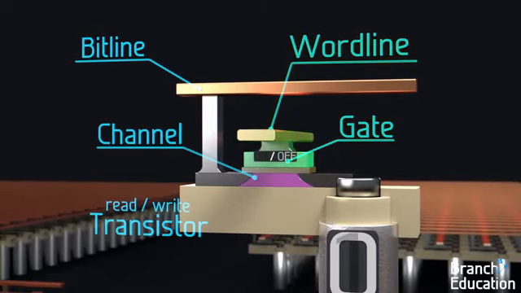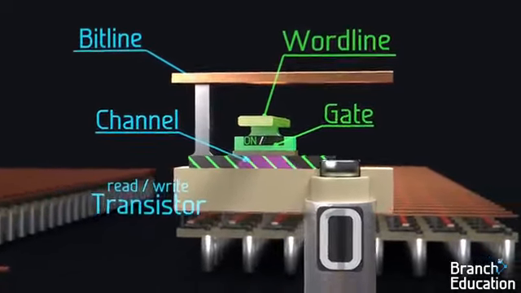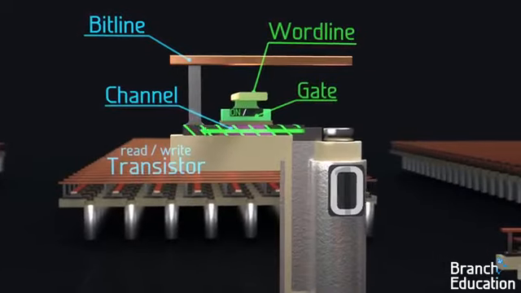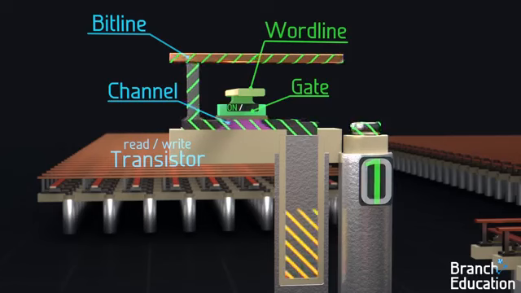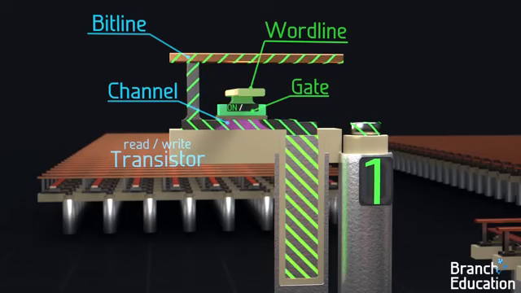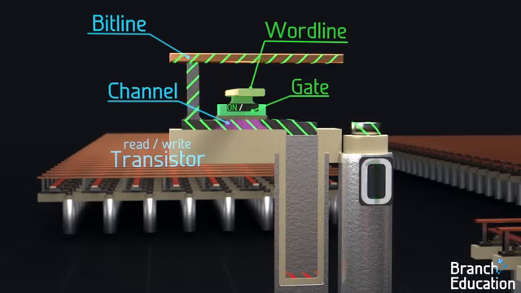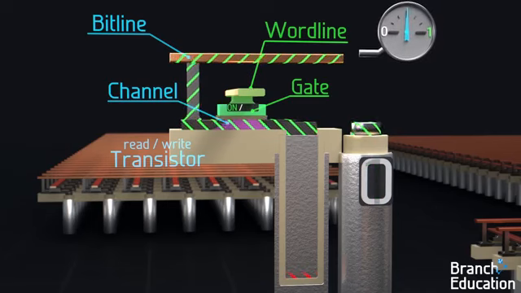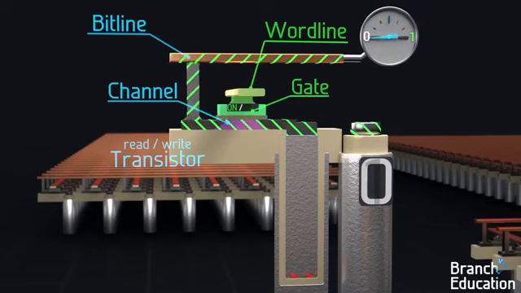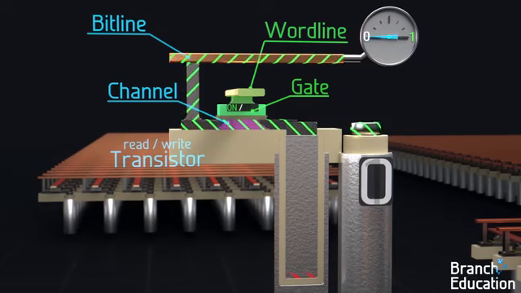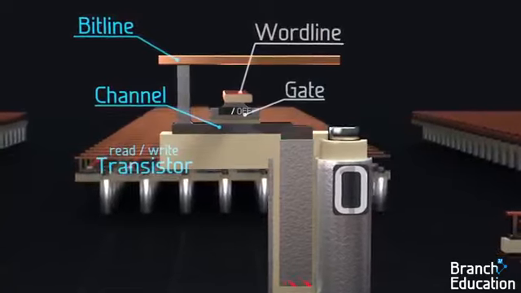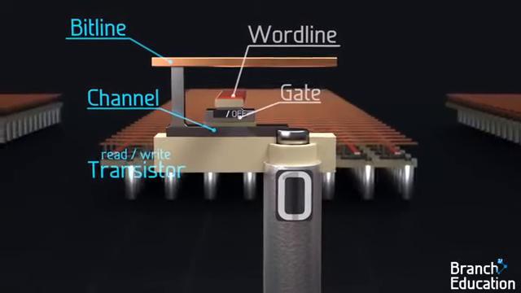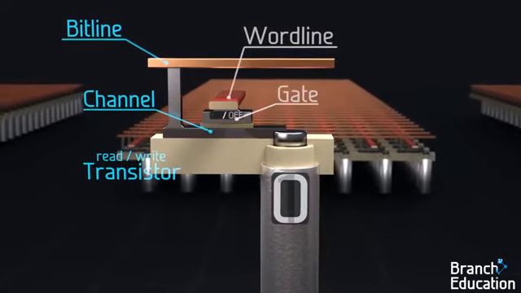Applying a voltage to the word line turns on the transistor, and while it's on, electrons can flow through the channel, thus connecting the capacitor to the bit line. This allows us to access and charge up the capacitor to write a 1, or discharge the capacitor to write a 0. Additionally, we can read the stored value in the capacitor by measuring the amount of charge. However, when the word line is off, the transistor is turned off, and the capacitor is isolated from the bit line, thus saving the data, or charge, that was previously written.